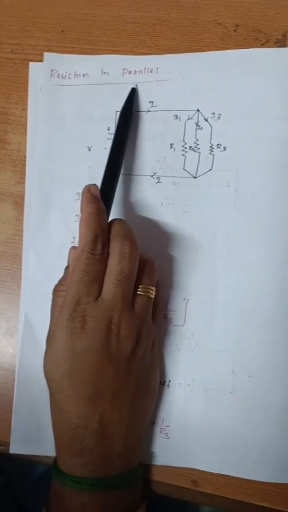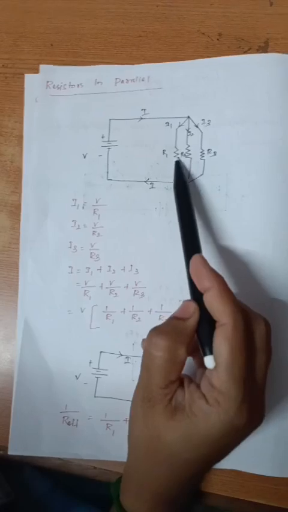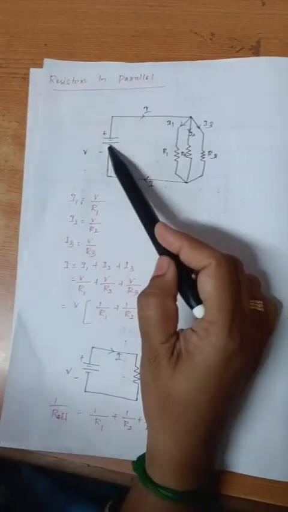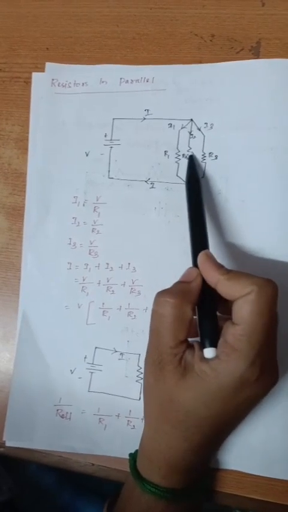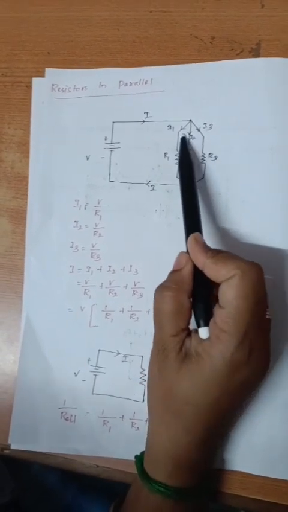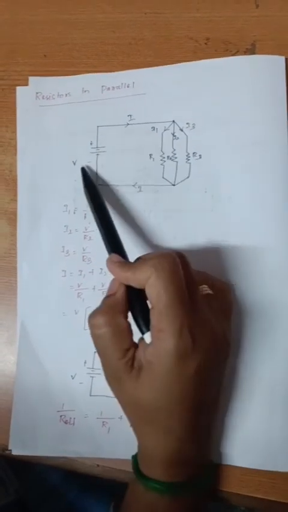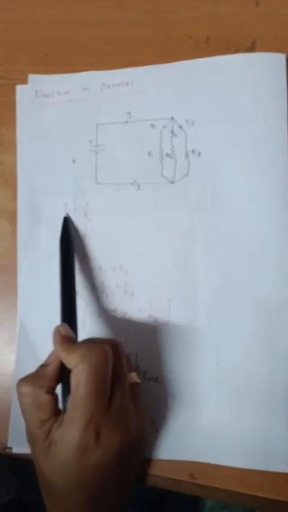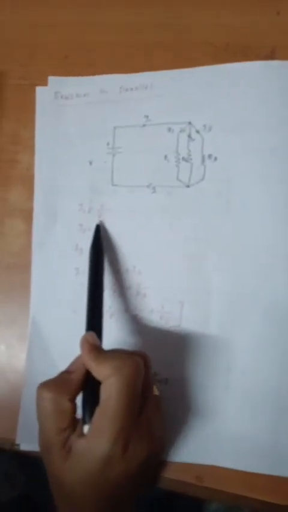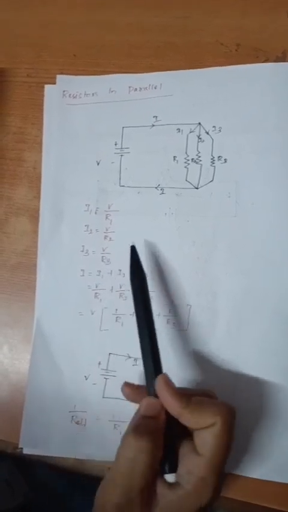Next one is resistors connected in parallel. When resistors are connected across one another such that the same voltage is applied to each, they are said to be in parallel. The current in each resistor is different, and the current I taken from the supply divides among all three resistors. So I1 is equal to V divided by R1, I2 equal to V divided by R2, I3 is equal to V divided by R3.